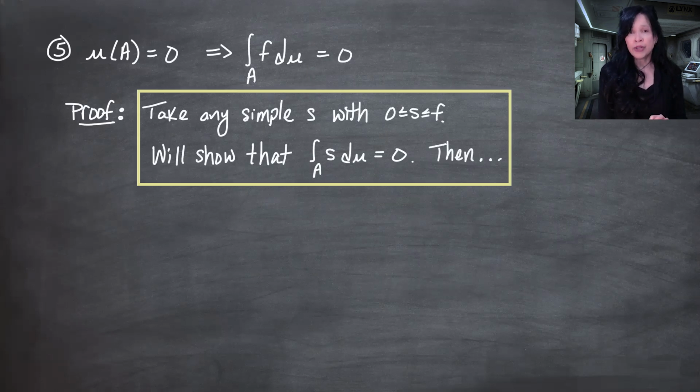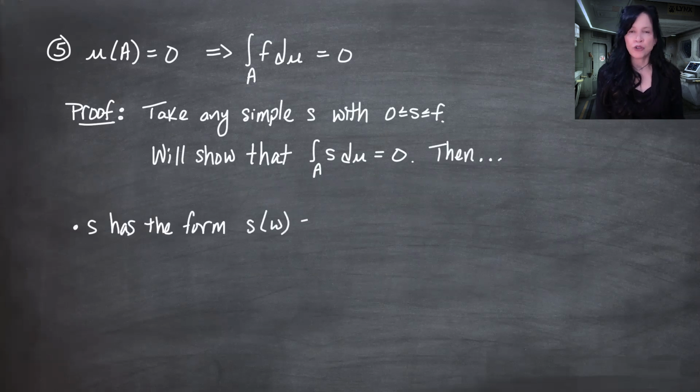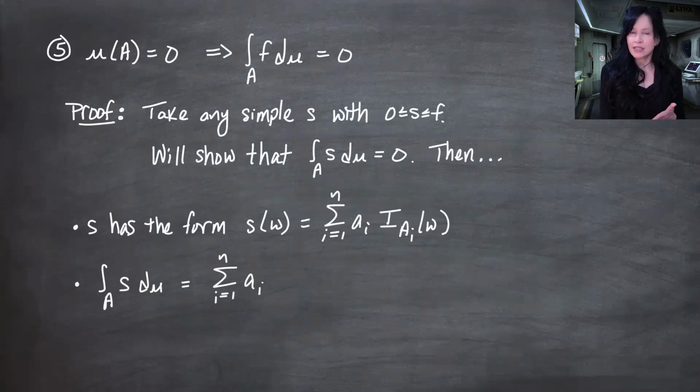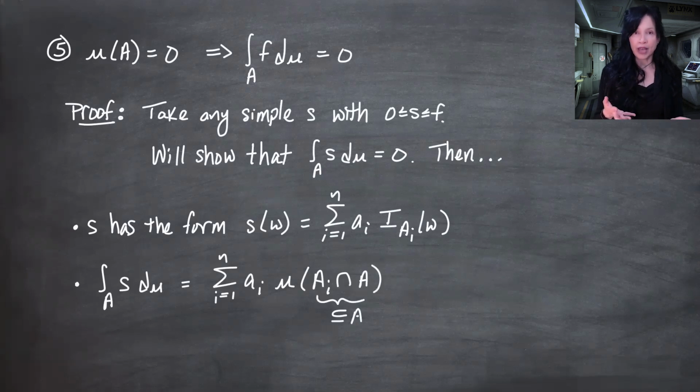Now, if s is simple, it has a particular form. I'm going to say the sum as i goes from 1 to n of little a_i, and then I'm going to use capital A_i for the sets on the indicators. And the integral over A of s with respect to mu is, of course, the sum as i goes from 1 to n of little a_i times the mu measure of capital A_i intersected with capital A. Now, this set, capital A_i intersected with capital A, is contained within capital A, and we do have monotonicity of measures. We did actually show this for a general measure, way back, I think it was lesson 3 in this series. And so if this set is contained in the set A, then the mu measure of this set is less than or equal to the mu measure of A, but that is assumed to be 0 here.